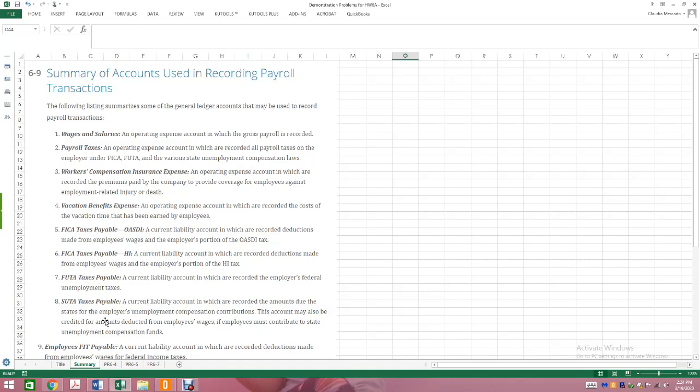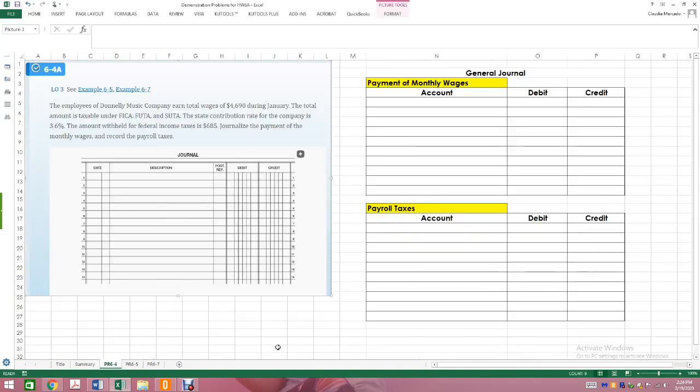So I just recommend that you go out there and review this information. That way you become familiar with all of the accounts. Okay, now I'm going to jump right into problem solving. The first problem that I'm working on is problem 6.4 of your textbook, 6.4a. You'll be seeing something similar to this on your homework.